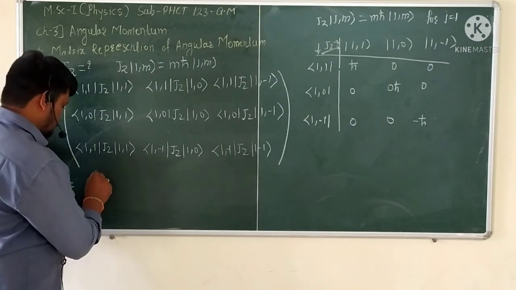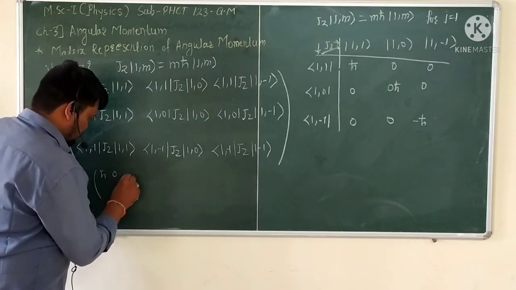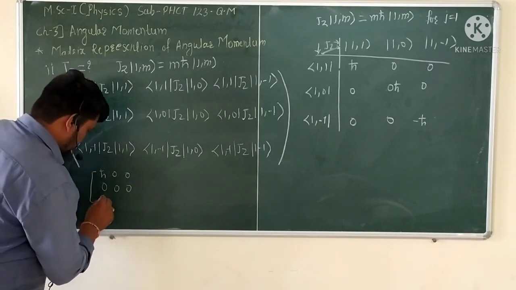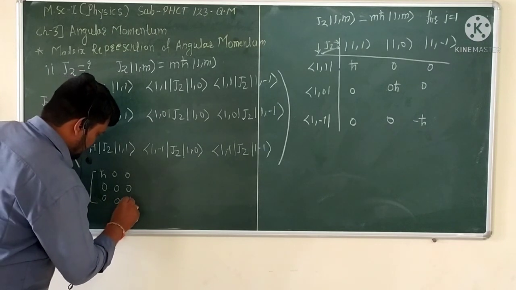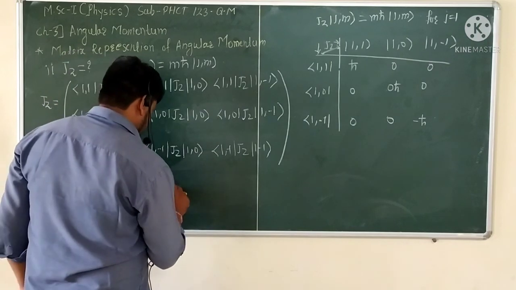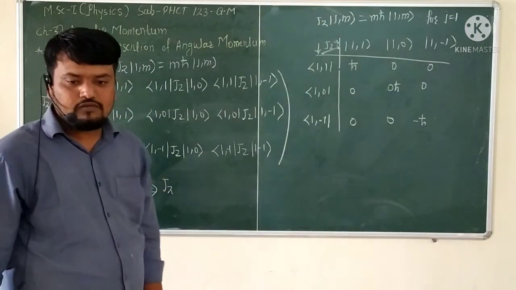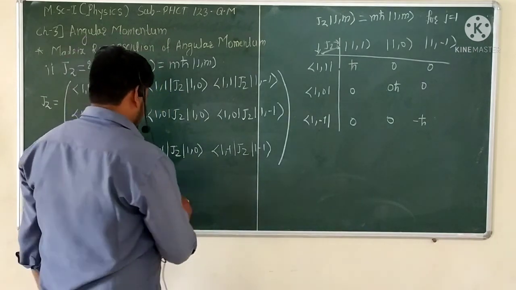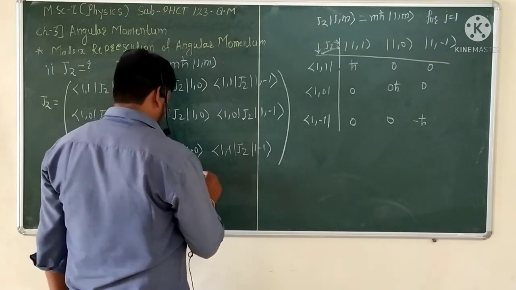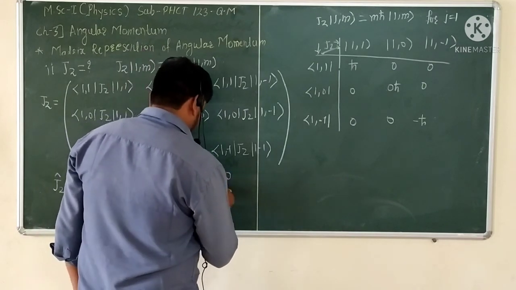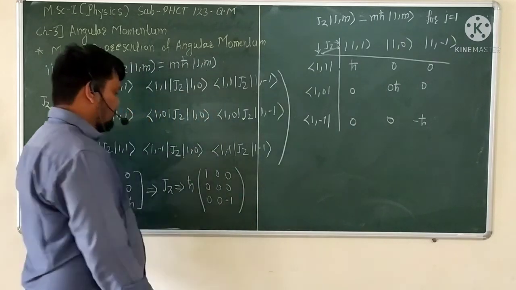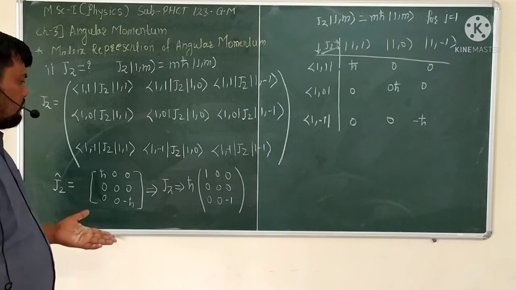So this matrix representation of the Jz operator is ħ 0 0, 0 0 0, 0 0 -ħ. Taking ħ outside, the matrix is 1 0 0, 0 0 0, and 0 0 -1. So this is the matrix representation of the Jz operator.